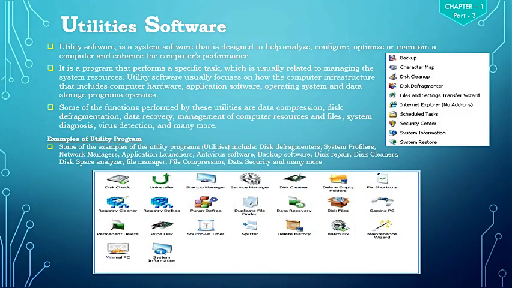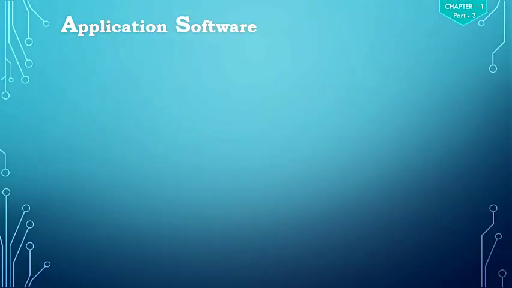Some examples of utility software are disk defragmenter for defragmentation, similarly system profilers to create system profiles, network managers, then application launchers, antivirus software. All the antivirus software comes under utility only. Then backup software, disk repair, disk cleaner, disk space analyzer, file manager, file compression, data security and many more are there. Next we'll see the application software.